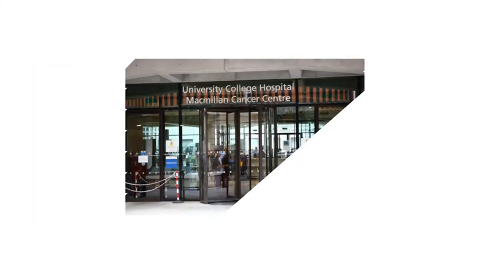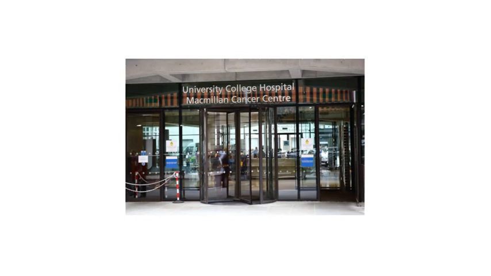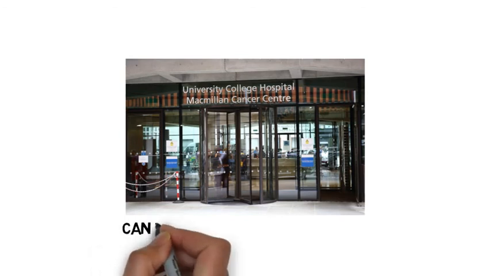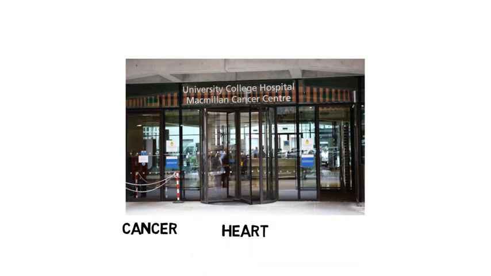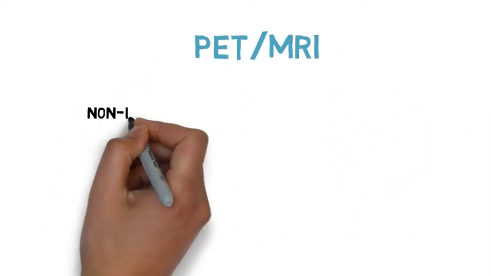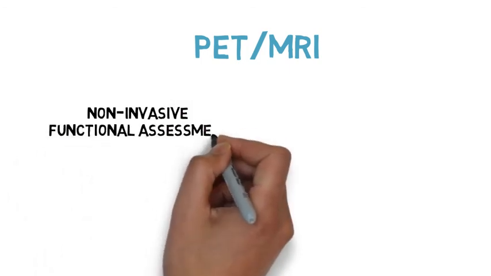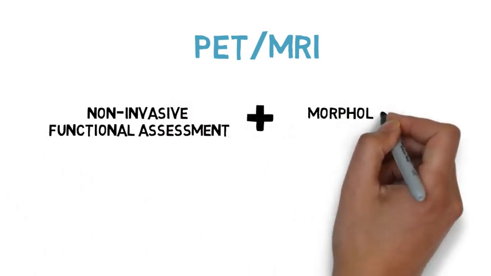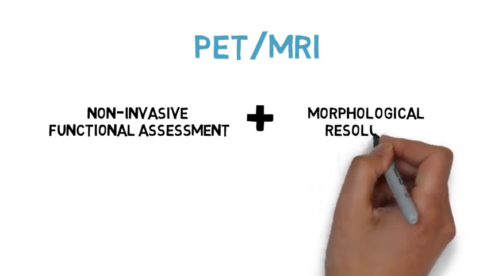Hybrid PET-MRI is currently used in the UCH Macmillan Cancer Center, not only for imaging patients with cancer, but also to investigate heart and brain function. This is the future of medical imaging, as it allows a non-invasive functional assessment coupled to a high morphological resolution with low radiation exposure and reduced time.